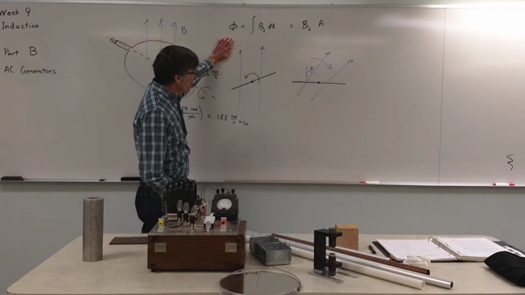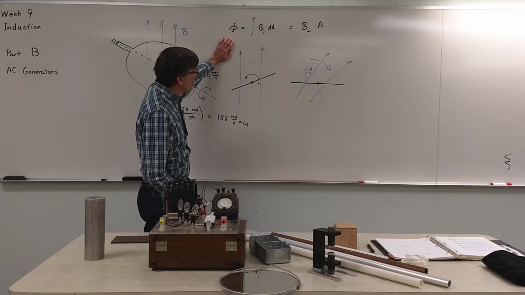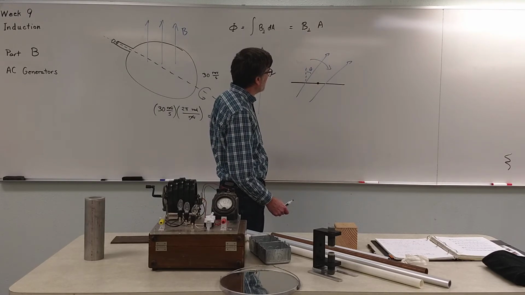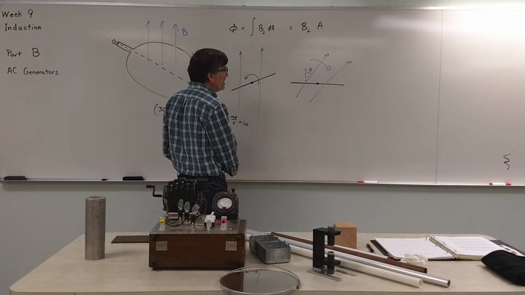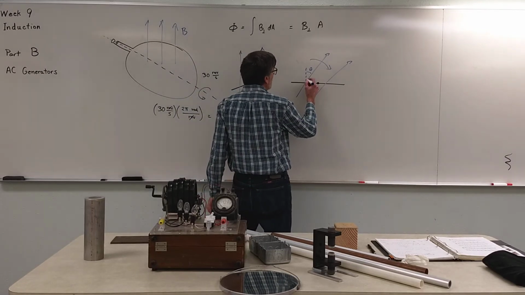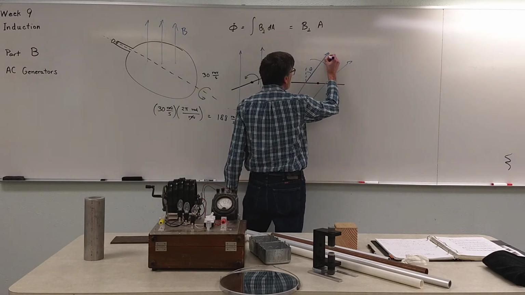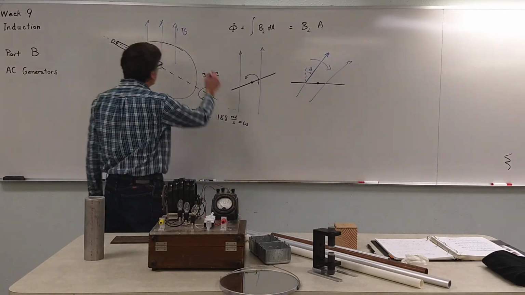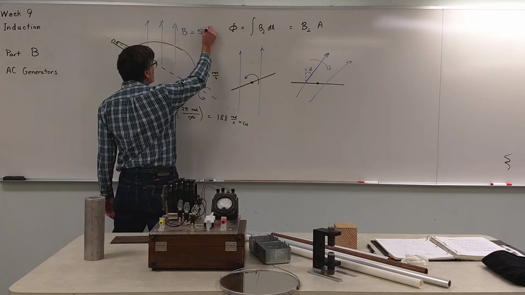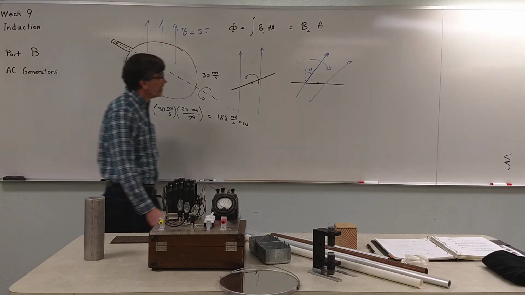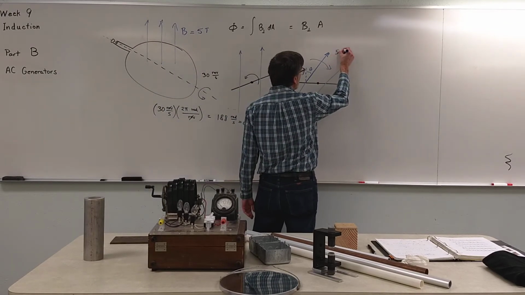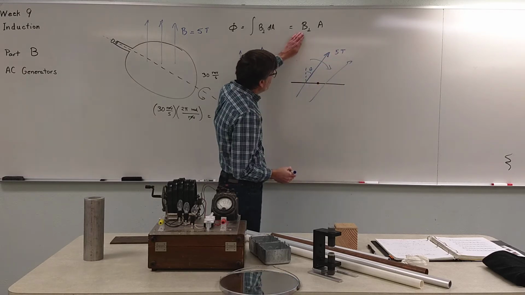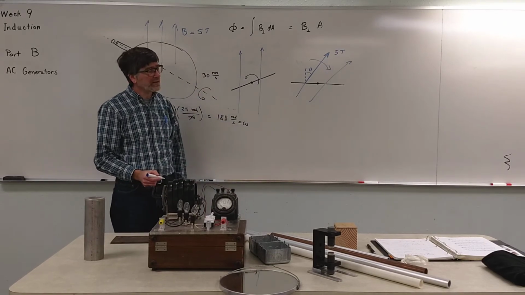Now, how does that affect the flux? How do we get flux through this? What's the flux at any moment? Well, it's the B perpendicular times A. If you think of what B perpendicular is, here's our B field pointing off this way. I didn't give the numbers for this one. Let's say that the B field is 5 Tesla. So we've got a 5 Tesla B field, but now it's pointing at some angle, and what we need is just the perpendicular component of that.